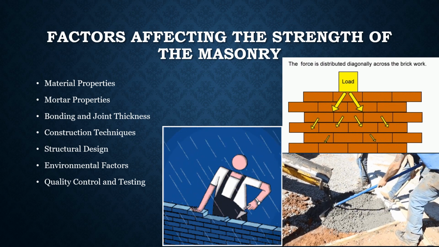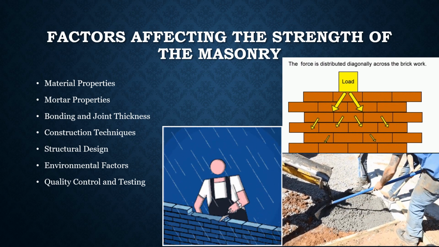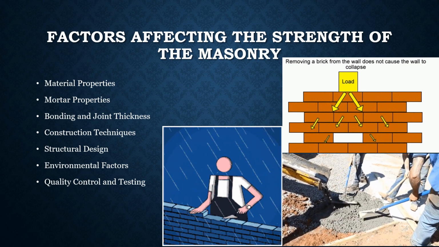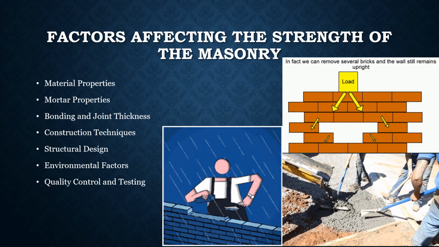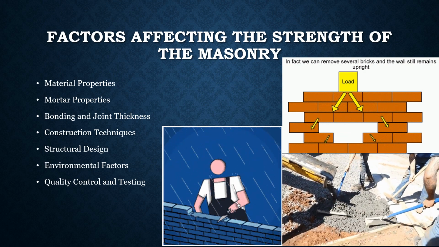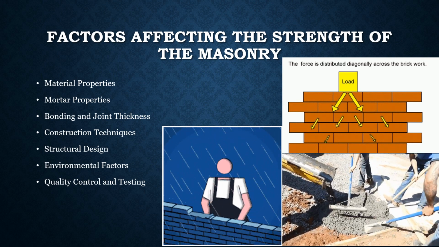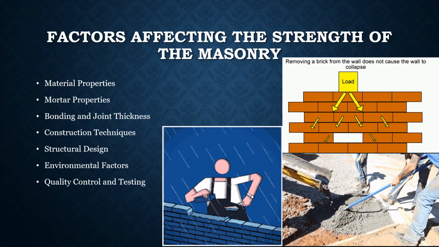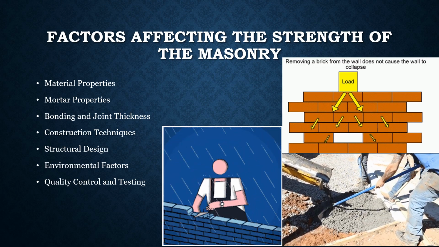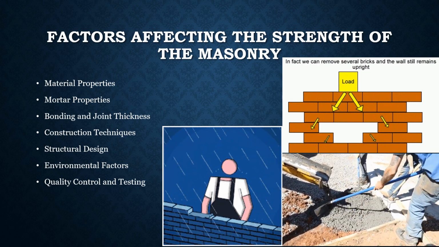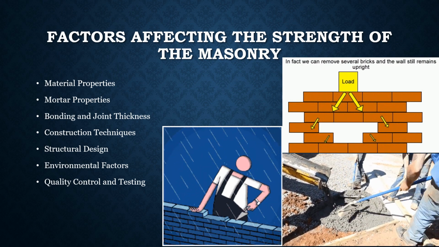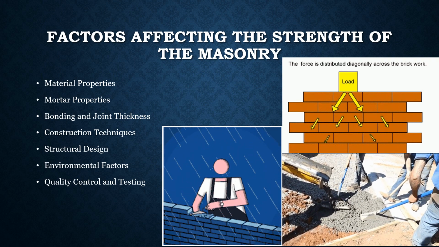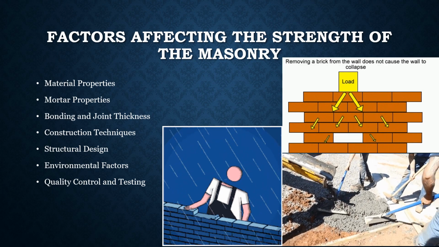Now let us see the factors affecting the strength of masonry. The material properties. The properties of the masonry materials used as blocks, bricks, stones, or concrete blocks significantly influence the strength of the masonry. The mortar properties. The properties of the mortar used to bond the masonry units together play a crucial role in the strength of the masonry. Next is bonding and joint thickness. The quality of the bond between the masonry units is essential for the strength of the masonry.